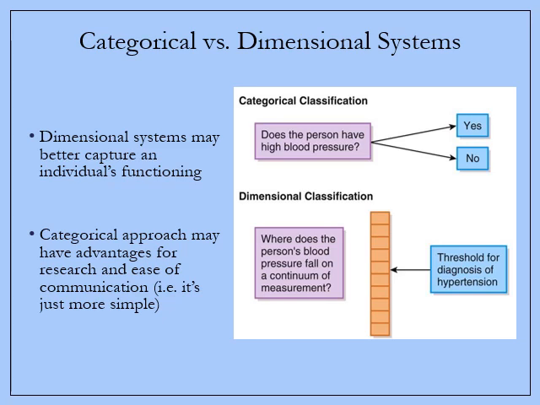We talked a little bit about advantages of dimensional versus categorical systems, but in general, dimensional systems just provide more information and probably better capture the nuance of an individual's functioning. Whereas categorical approaches are easier. They're just more simple. So in research, for example, and with a lot of the statistical tests that we use, it's easier to just say if somebody has or does not have an anxiety disorder.